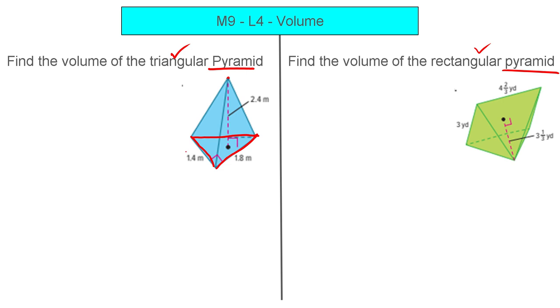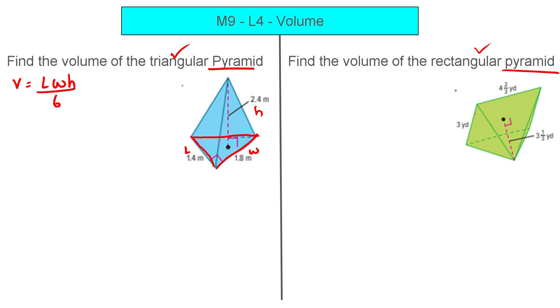Now here the length is 1.4, width is 1.8, height is 2.4. I will not tell you how to get the formula. I will directly tell you the formula. Just remember it, okay? It will be easier for you. Length multiply width multiply height divided by 6.